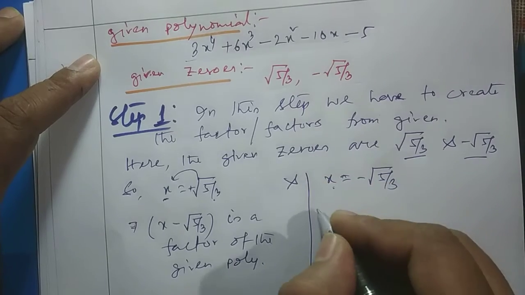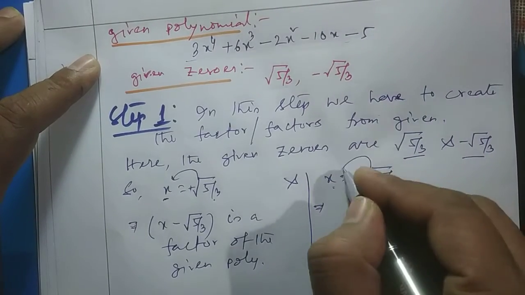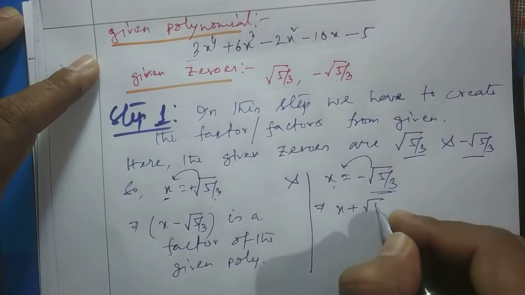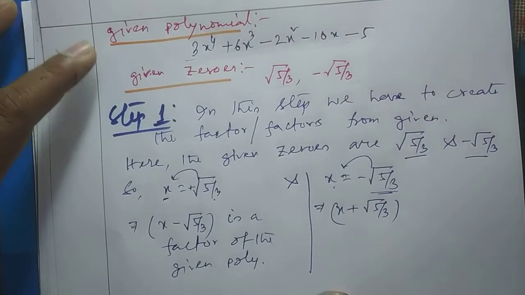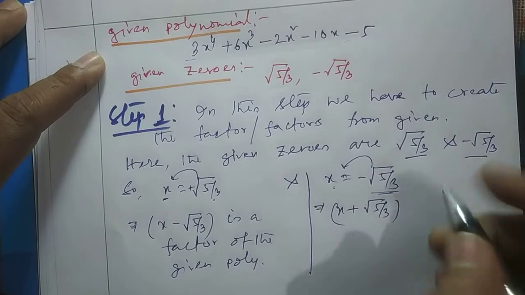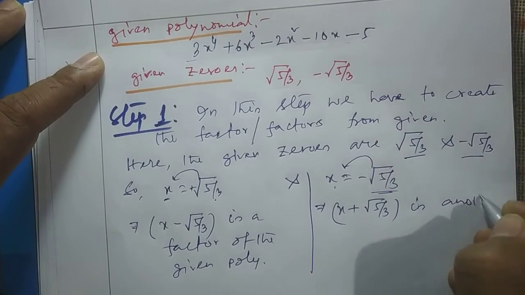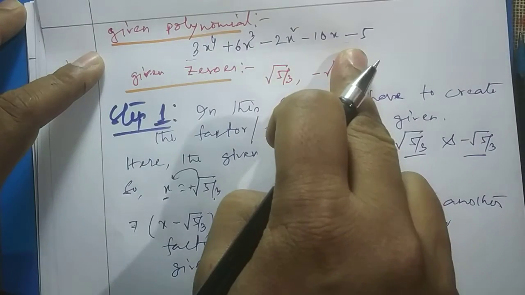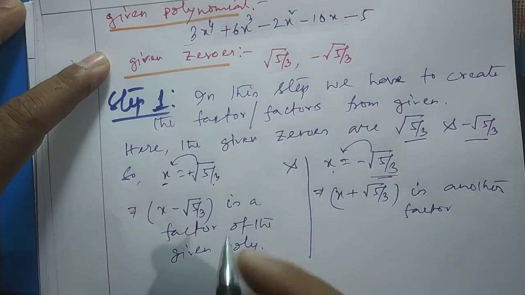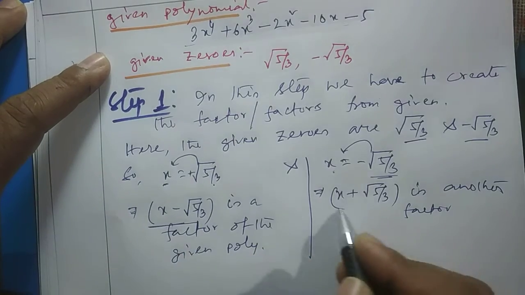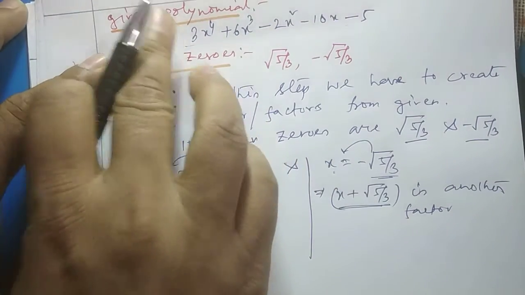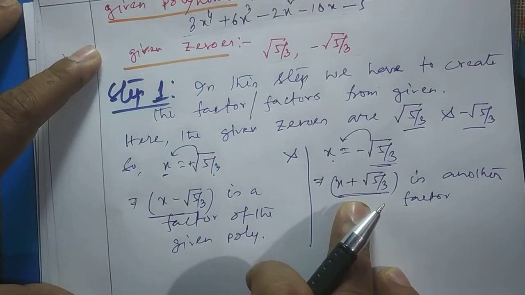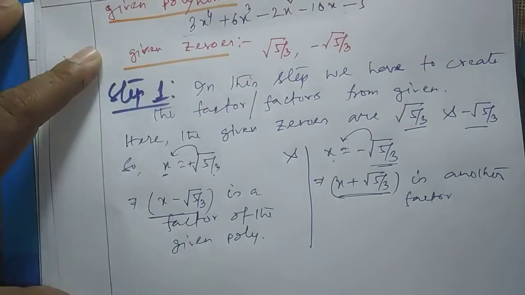Similarly here, let us bring this term to the left hand side. It will become, similarly, x plus root over 5 by 3 is another factor of the given polynomial. Understood? In this way, we are getting these two linear factors of the given polynomial.